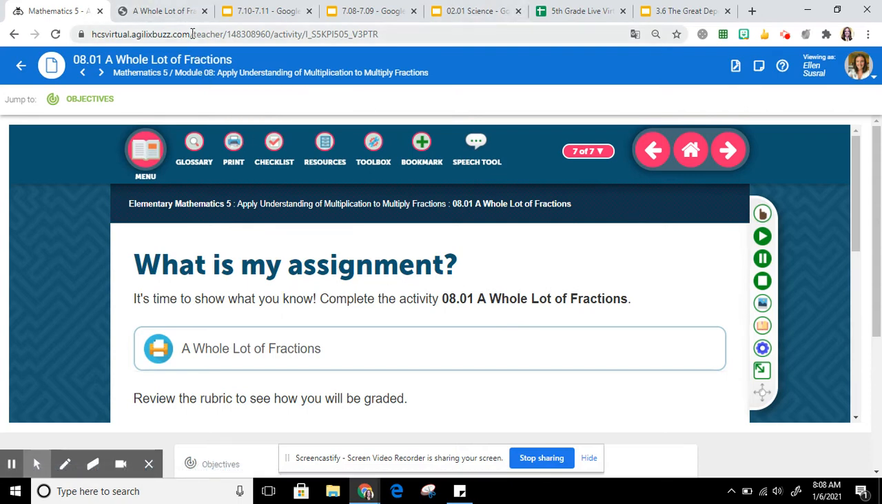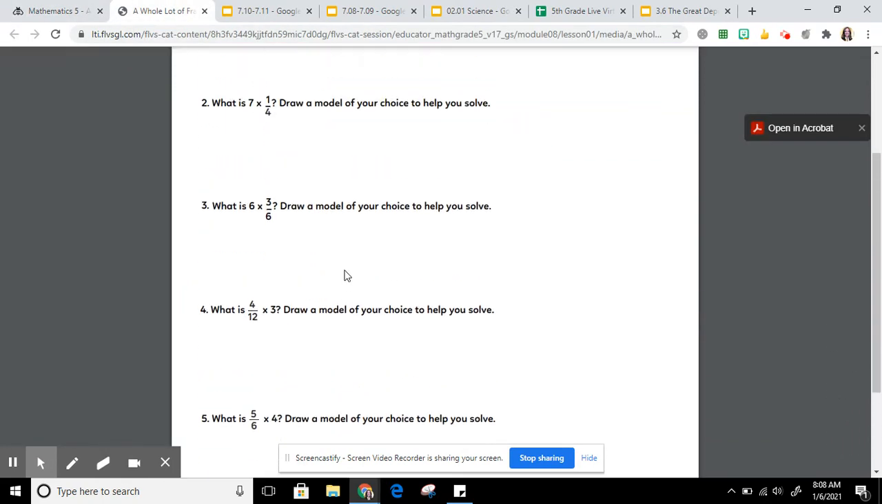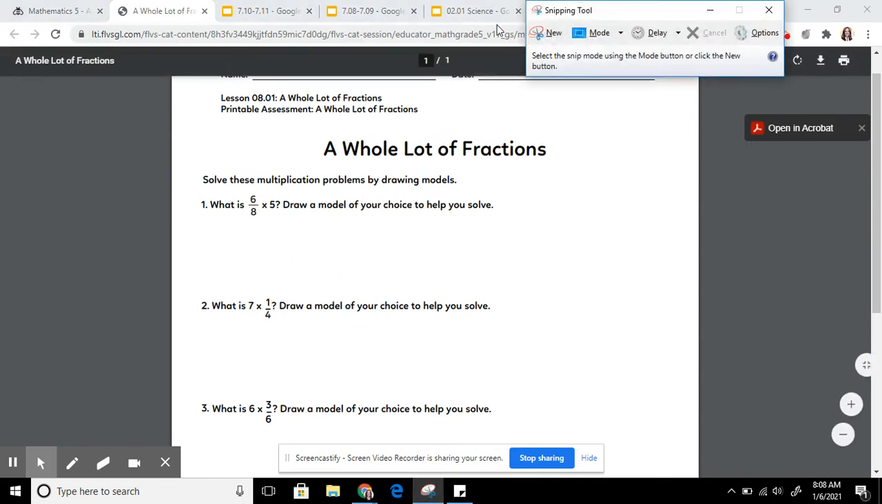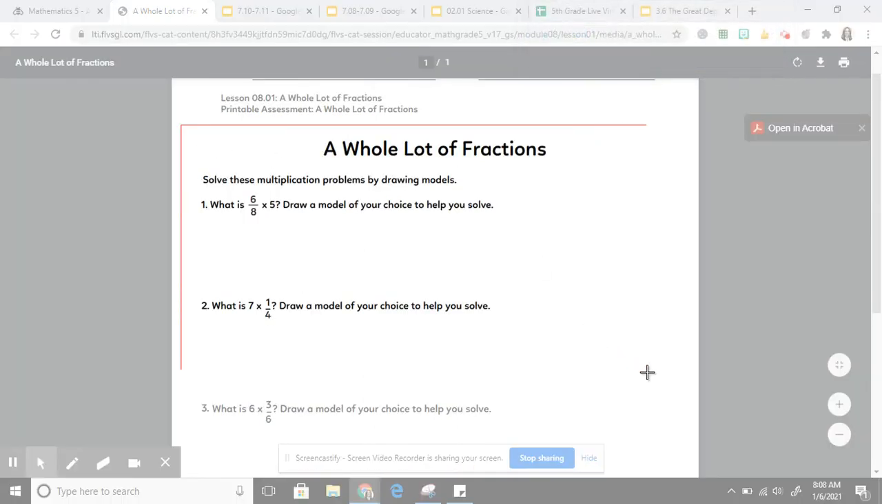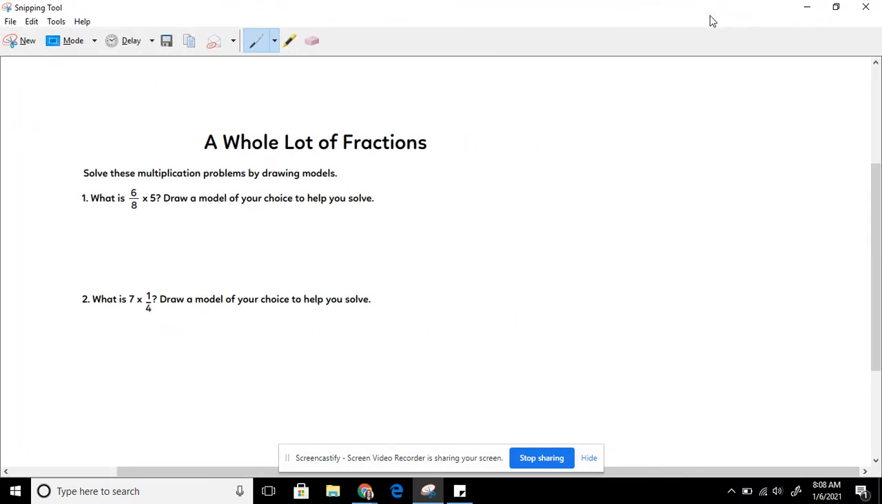So I'm going to go back to the worksheet here. You've got 5 questions where you're multiplying a fraction by a whole number. So we're going to do a couple of these together as a model, and then you guys will do a few on your own. So I'm going to screenshot a couple of these. We'll make this a little bit bigger. All right, so for the first one, we have 6/8 times 5.